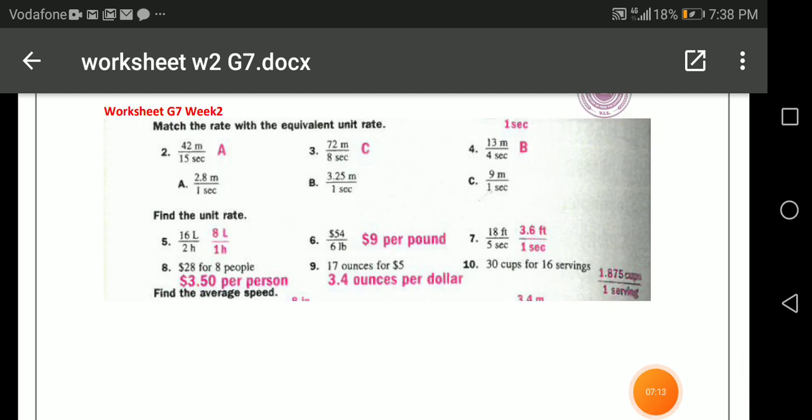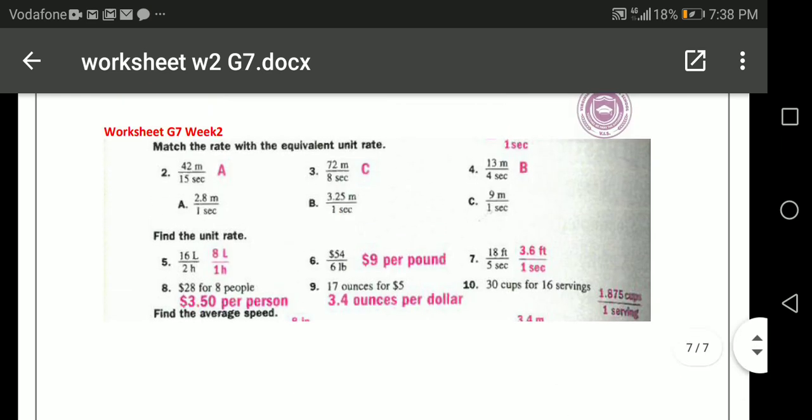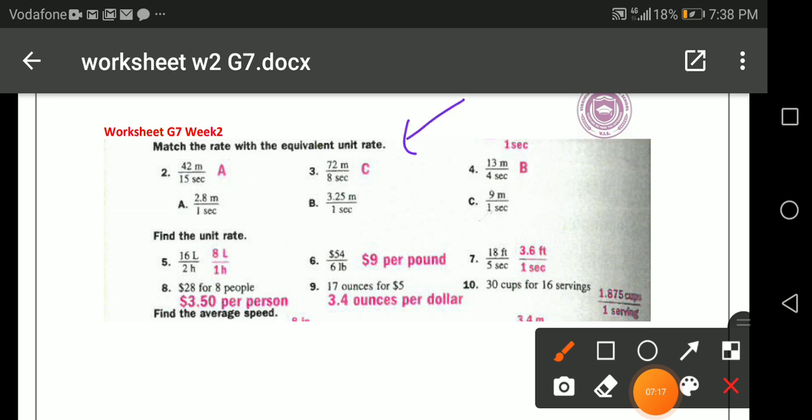Okay, here, match the rate. Okay, this is your practice book, my dear students. When we solve one or two exercises, you have to solve the rest of the exercises, and the final answer is also mentioned in the worksheet. Please answer in steps and send it to me in Google Classroom, don't forget, or on the SCL. So we have here match the rate with the equivalent unit rate.